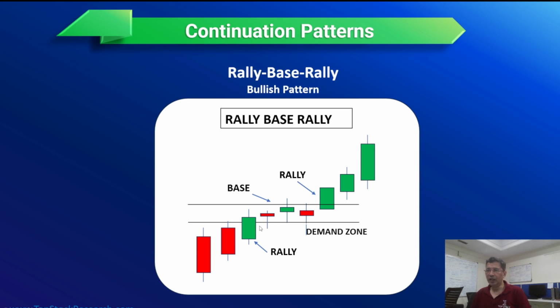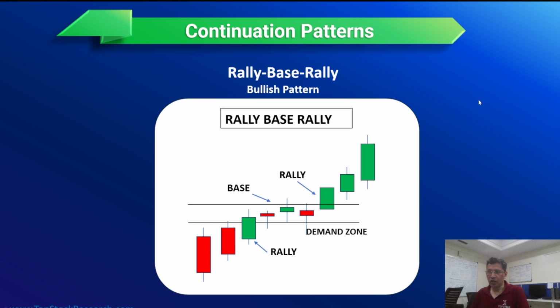Sometimes there can be overlap between the doji candles. Generally, you do not find any overlap between the two green candles, but there can be good overlap between some of the doji candles. As the name suggests, it's a continuation bullish pattern.